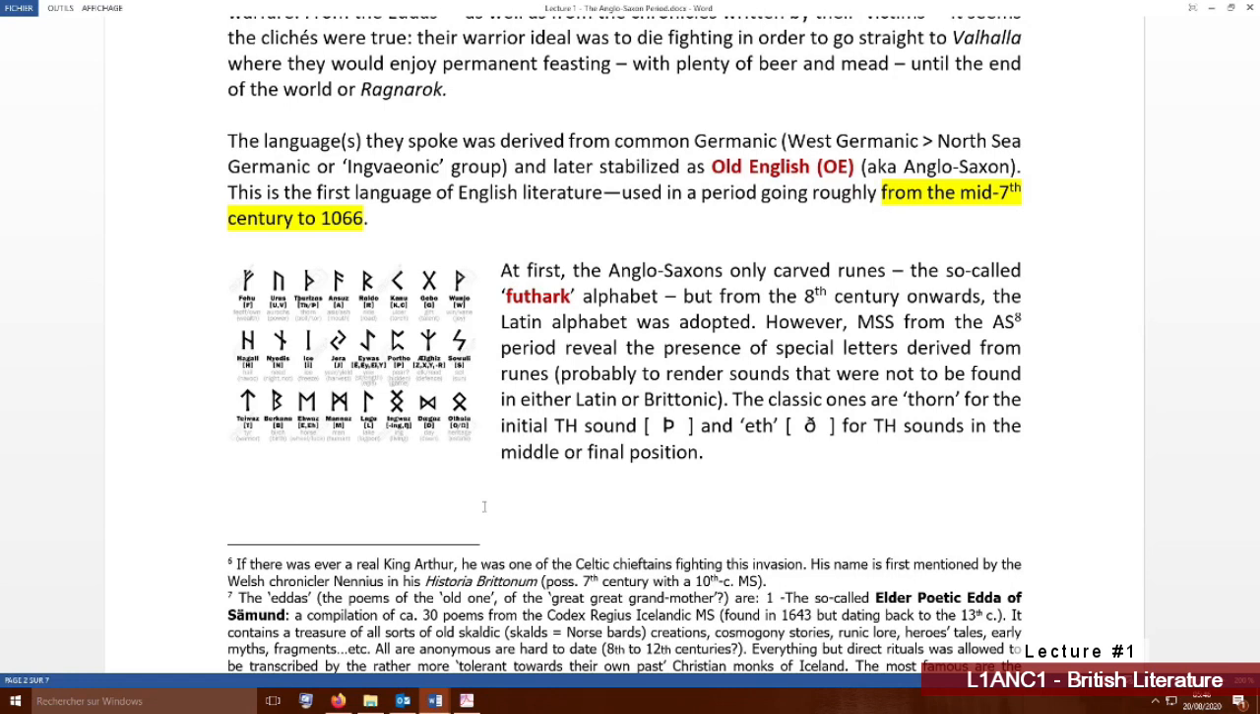Okay, of course, the Latin alphabet was ill-adapted to render this Germanic language. Some of the sounds were missing. So when, after a while, those Anglo-Saxon invaders adopted the Latin alphabet, they had to include a few special letters for special sounds that were not initially included in the alphabet. So we find in those manuscripts letters that are derived from runes. The classic ones are the Thorn letter for the initial TH, and the eth for TH sounds in the middle or final position.